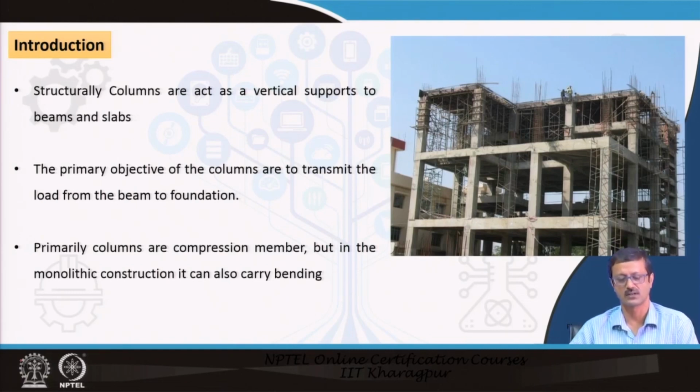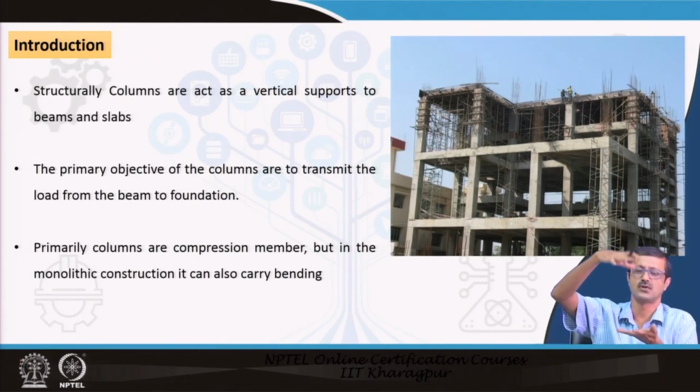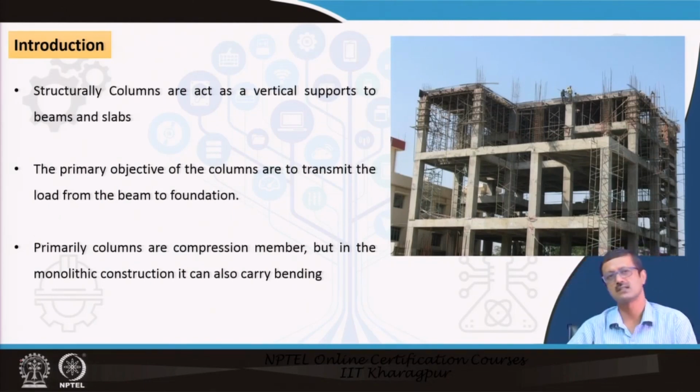any structural system, and this is going to support the beams and the slab, and the prime objective of the column is to transmit all the superstructure load, or load from the beam, finally to the foundation, to the ground. Primarily a column is a compression member. By nature, if you have some load on top of a particular stick, this stick acts as a column, and that is definitely under compression.